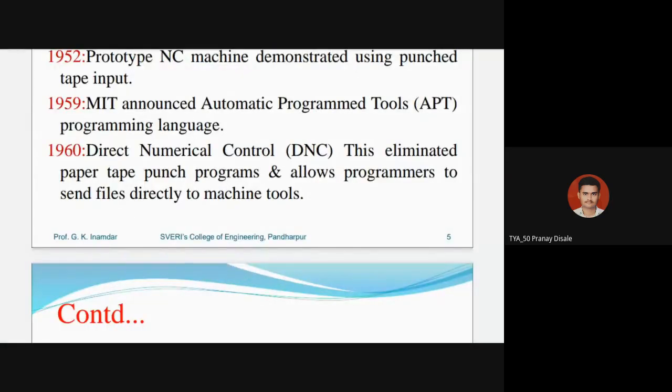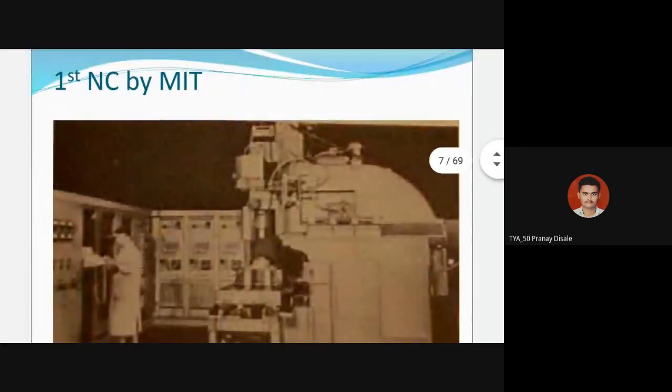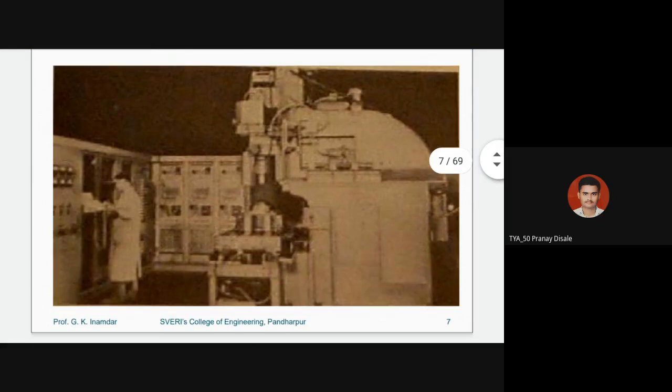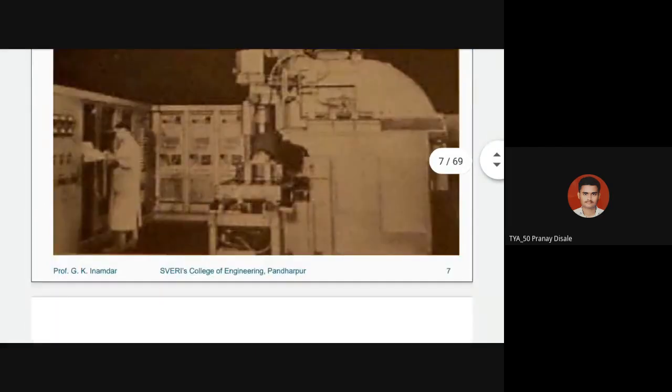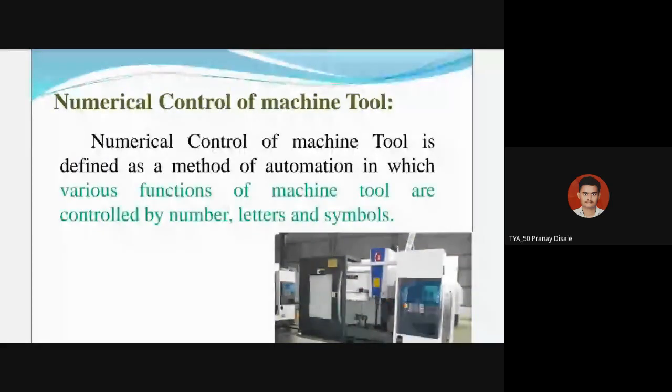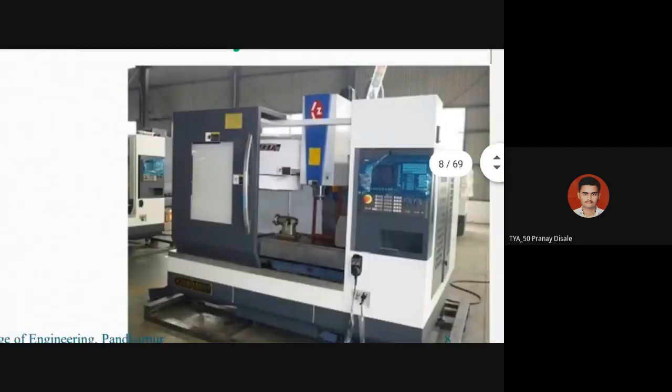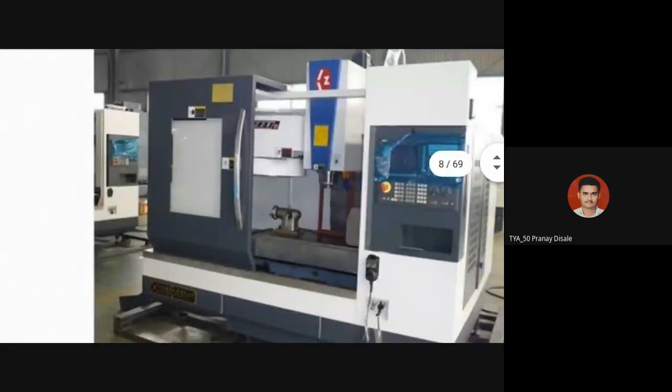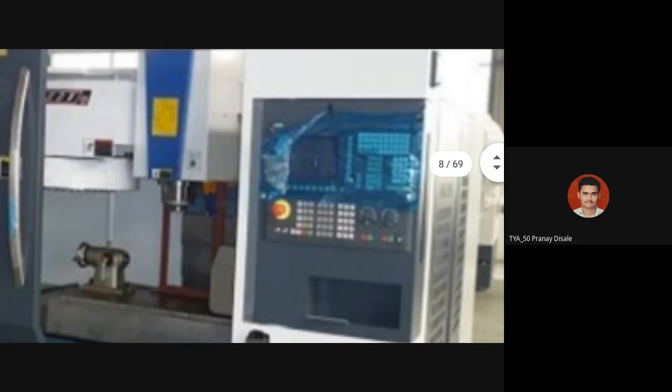After that, the NC machine. We have watched the first NC machine. Again, the numerical control machine. Today in industry these types of NC machines are used. We have already visited different industries in our industrial visit, with different operations and procedures. Here the display is there, and according to the display or input device, we can give the input to the NC machine.